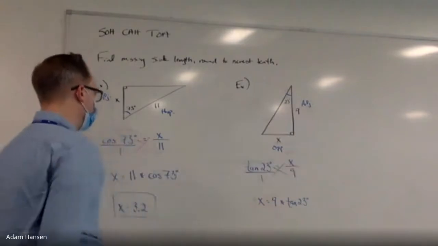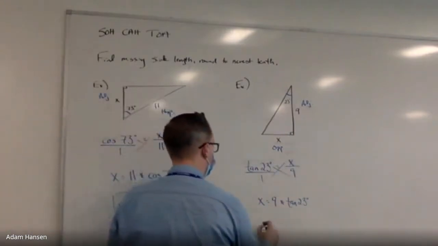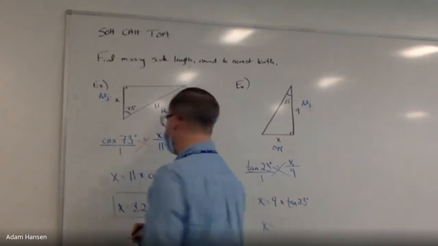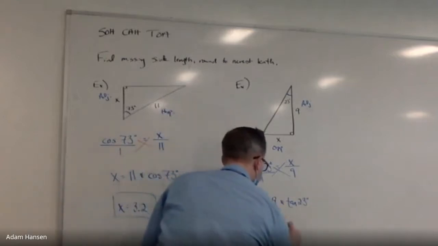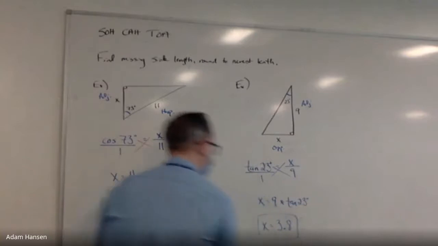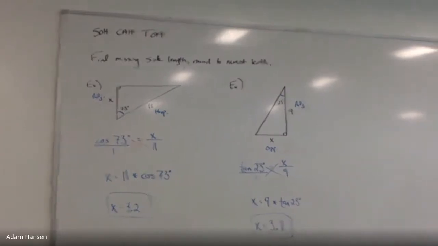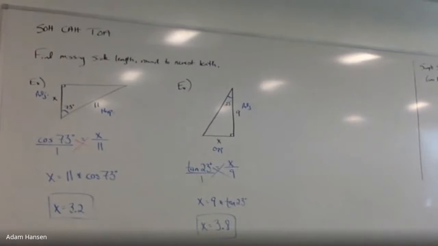What's our answer going to be? 3.8. Did you get the right answer now, Trey, after you put it in your calculator? Not the 200 you got. That doesn't make any sense. Yeah, I got 3.1. I just forgot that. Let's try one more.